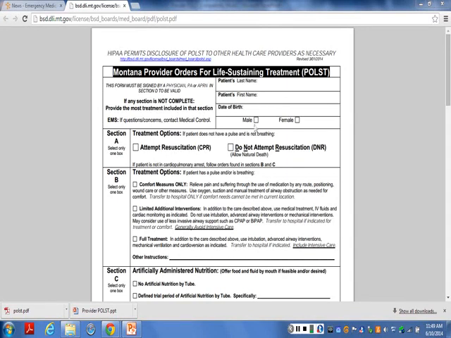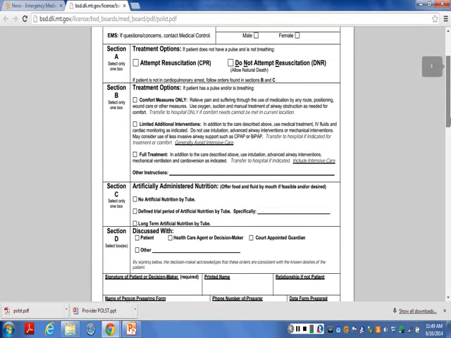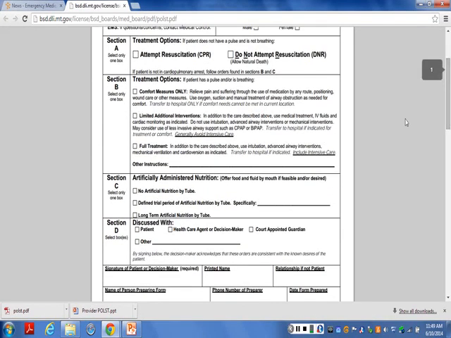As you can see here, this is where you put the patient's name, last name, first name, date of birth, and sex. In Section A, the first is treatment options regarding either attempt resuscitation with CPR or do not. Okay? So if the patient is not in cardiopulmonary arrest, that section is not going to apply, and we need to move on to other sections.